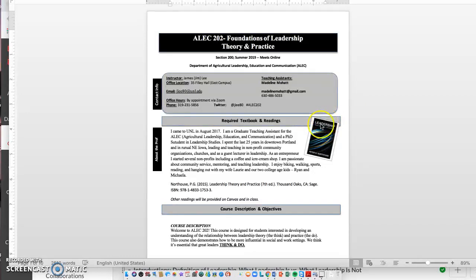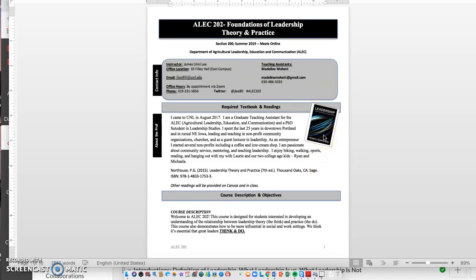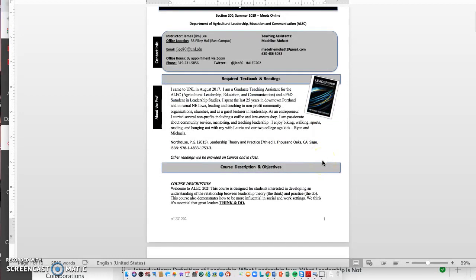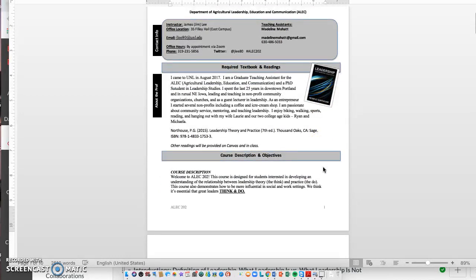This is Foundations of Leadership Theory and Practice. Leadership Theory and Practice by Peter Northouse is our textbook, the 8th edition. And this course is designed to help you understand the relationship between leadership theory and leadership practice.